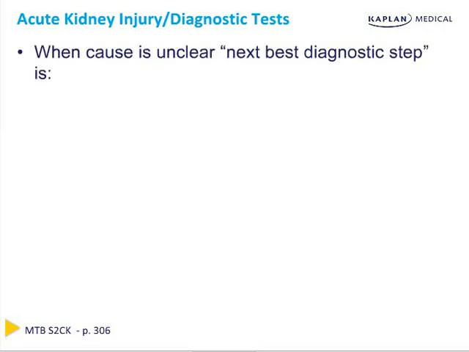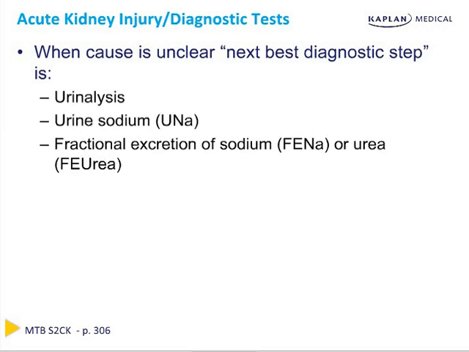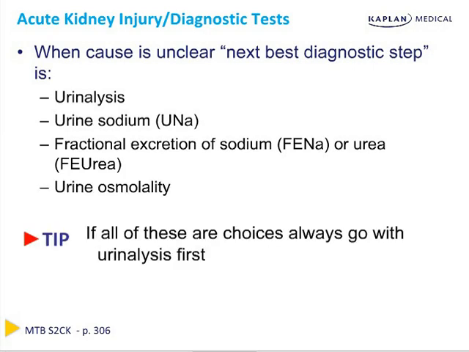But what if there are no clues present in the history to suggest what may have triggered it? In cases like these, you have to order a more extensive workup. The tests you'll want to order include urinalysis, urine sodium, other urine electrolytes, so you can calculate the fractional excretion of sodium or urea, known commonly as FeNa and FeUrea, and urine osmolality. If you had to prioritize these tests, I would go with urinalysis as the best first one.